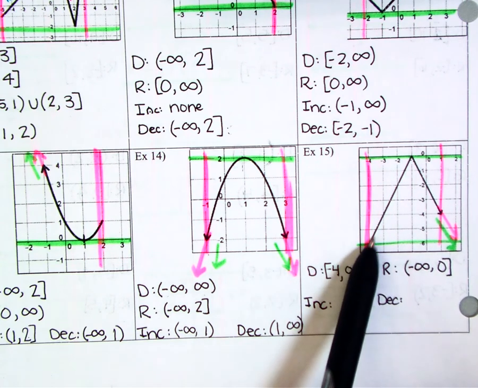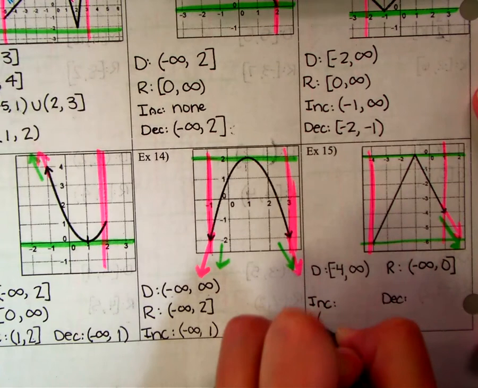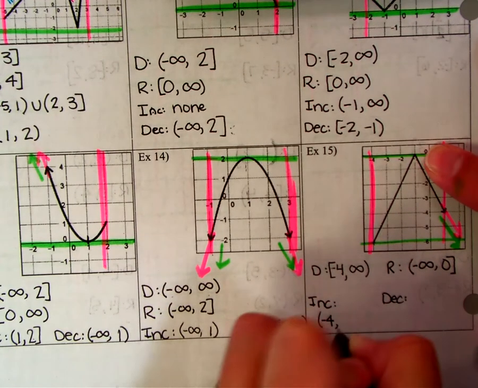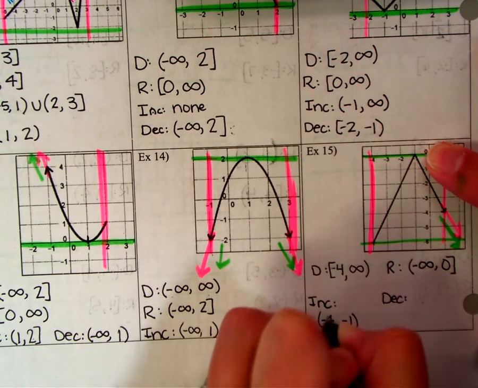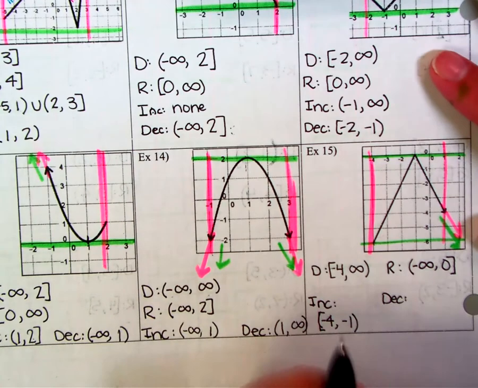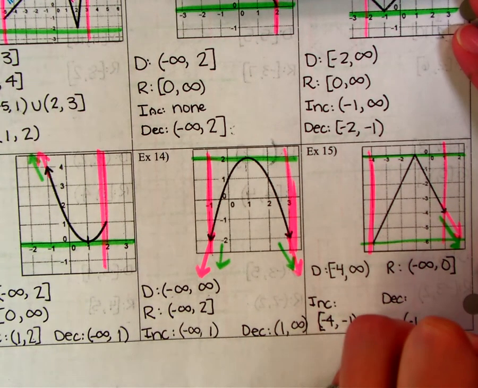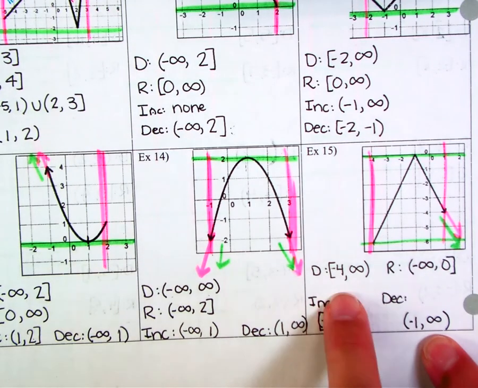So then if we trace it from left to right, we increase first, decrease second. So we increase from the beginning of my domain until -1, bracket at -4, parentheses at -1, and then we decrease from -1 until infinity. And that encompasses our entire domain.